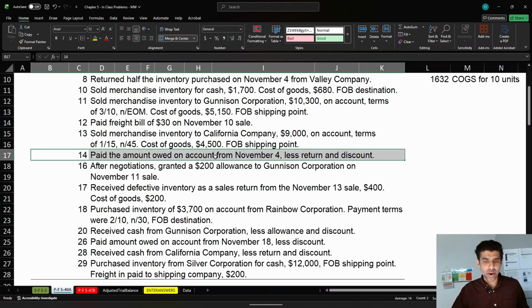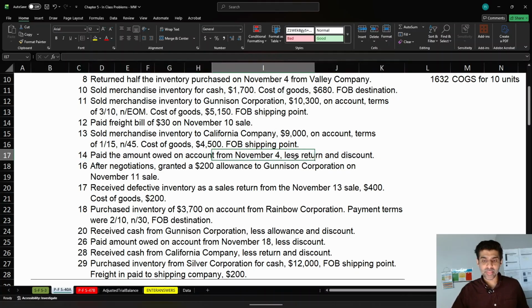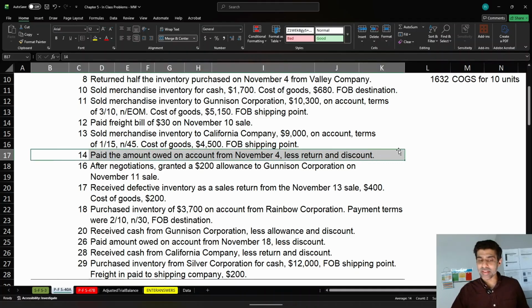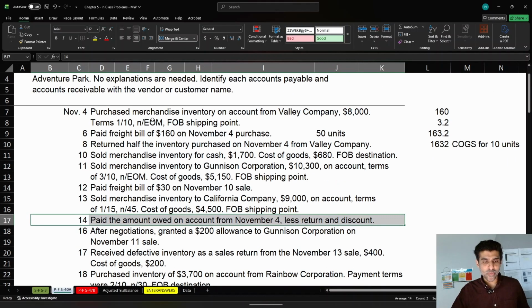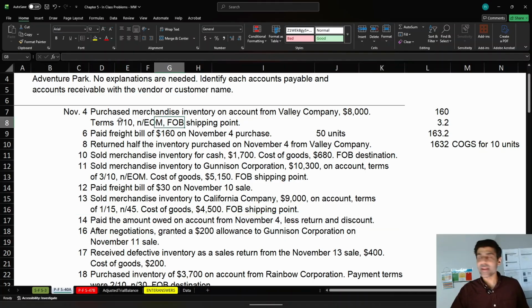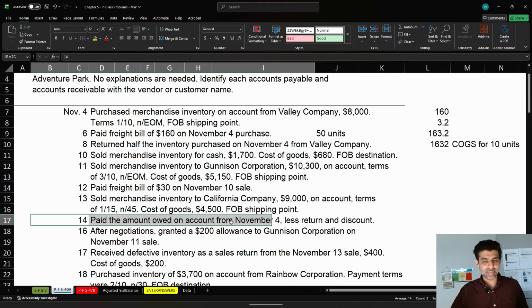So paid the amount owed on account from November 4th, and they're giving you a hint here because there is a return and there's some discount. So let's see. November 4th, we were offered 1/10, net end of month credit terms. So we had until what day to pay this? Okay, so look, the date of this transaction is exactly on the last day to get the discount. So we're going to get the discount of 1%.